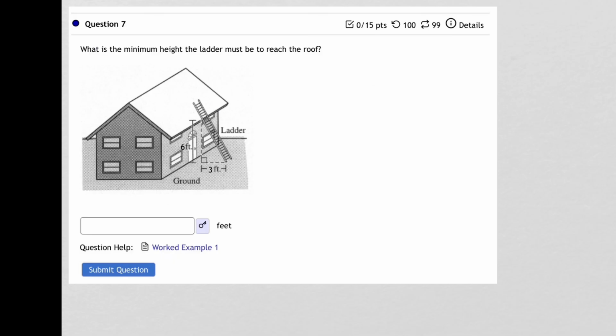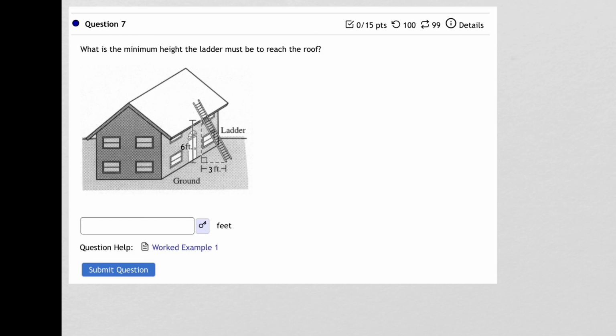Okay, and then let's look at one more problem. So in this problem, we have this picture drawn, right? We have a ladder again, which is 3 feet from the base of the house. And then the roof line is 6 feet above the ground. And we want to know the minimum length of the ladder.